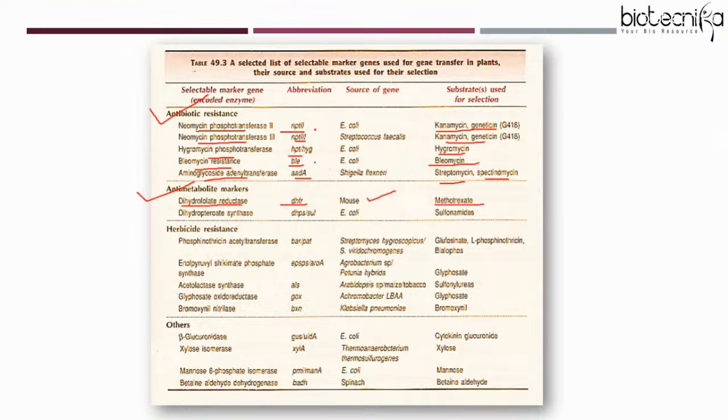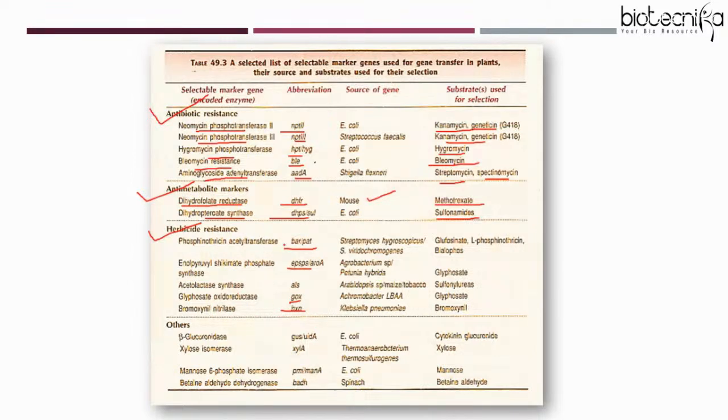So here the majority of them are E. coli, with two microorganisms somewhere, Streptococcus and Shigella. Then we have DHPS, which uses sulfonamides as the substrate for selection. Next, we have herbicide resistance genes. Here you come across BAR, EPSPS, then you have bromoxynil and glyphosate. So these are examples of herbicide resistance genes.